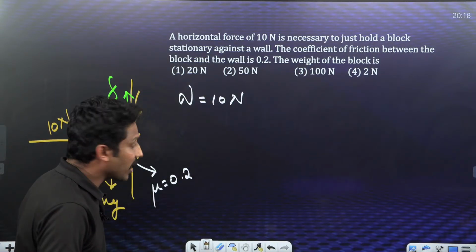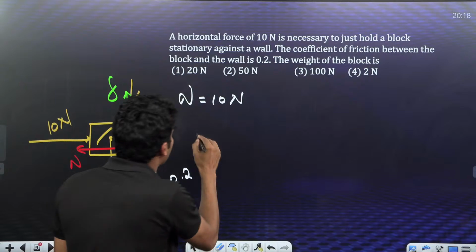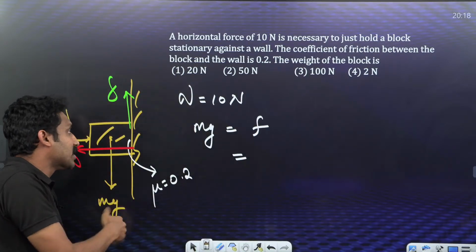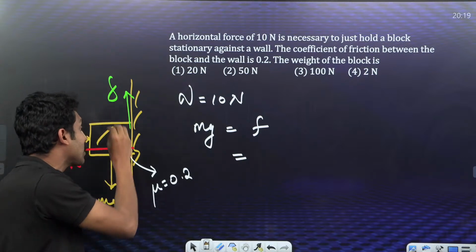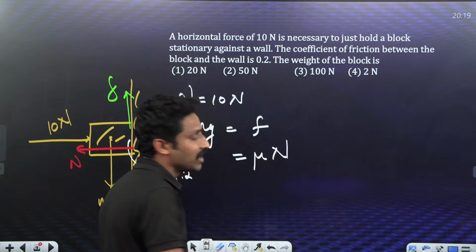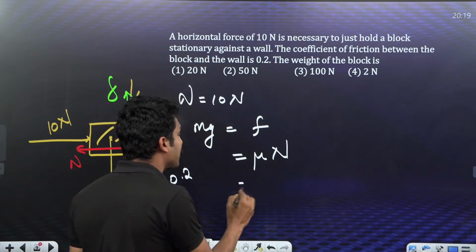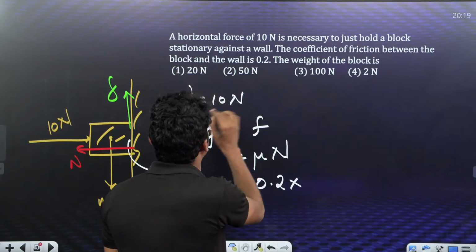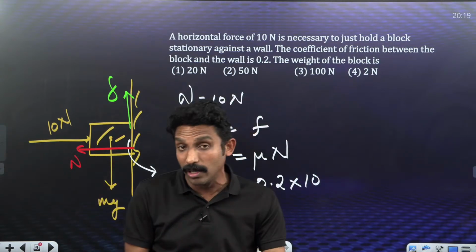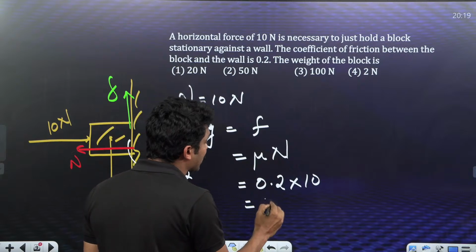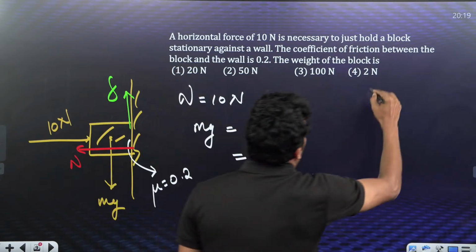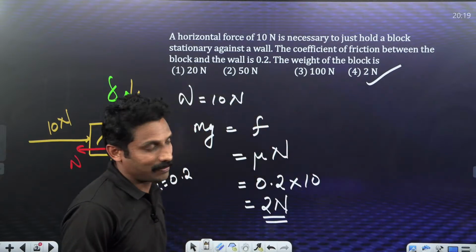We understood? Okay, and vertical equilibrium means mg is equal to the frictional force. The magnitudes of mg and the frictional force are equal. That's why it is in equilibrium. Now what is the frictional force? Frictional force is mu into normal reaction. Mu is given as 0.2 and the normal reaction is 10 Newton, since the pushing force is equally obtained as the normal reaction from the wall. So 0.2 into 10 is 2. So the weight of the block is 2 Newton. It is option 4.